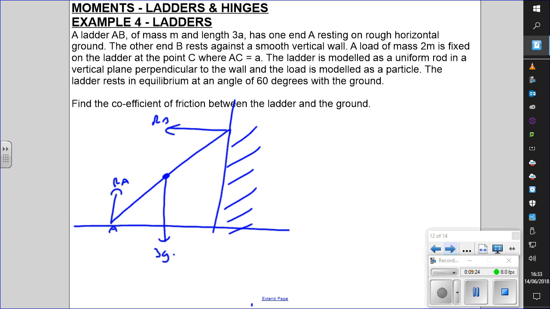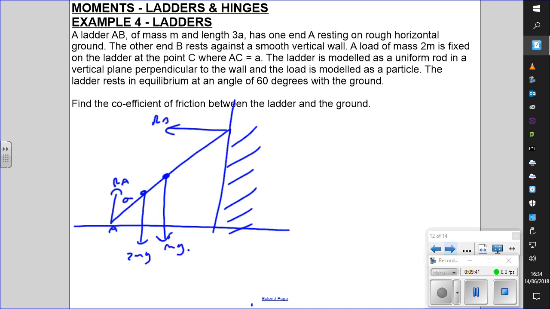A load of 2m is fixed at AC, which is A. So here's A across, right? So here's our 2mg. So I don't know why I put 3g here.